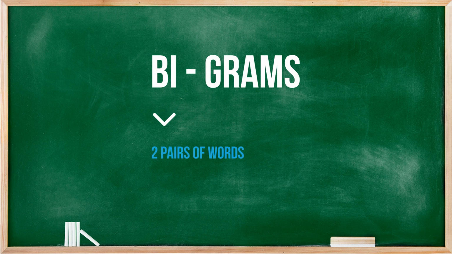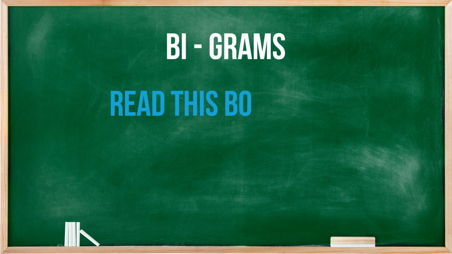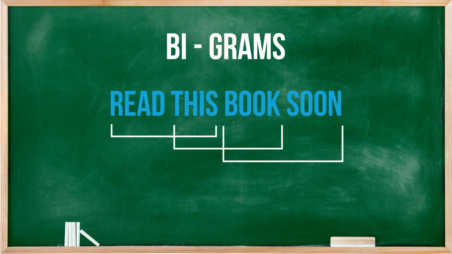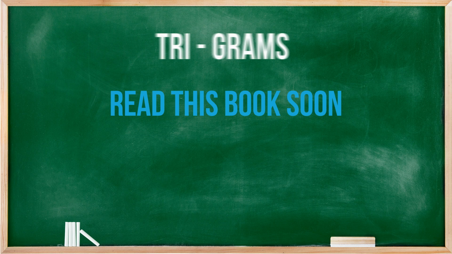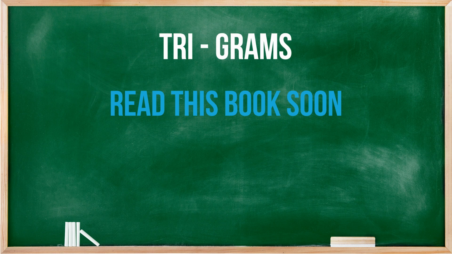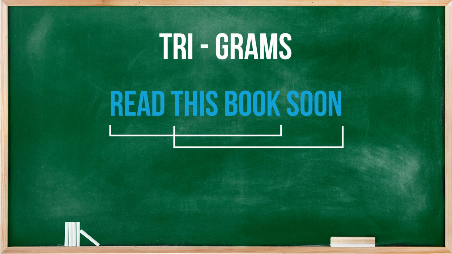Bigrams are two pairs of words that occur together, looking at the before word and after word, sliding over the words. For example, read this book soon is split up into read this, this book, book soon. We could train a machine to learn that when these words read this and this book occur together in pairs, the text is mostly discussing a literal book. You can also extend the context window to make your n-grams a trigram, looking at 3 words at a time: read this book, this book soon.